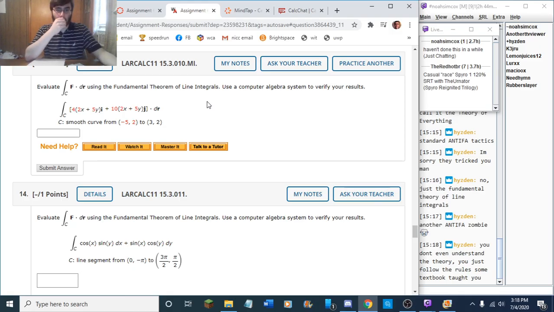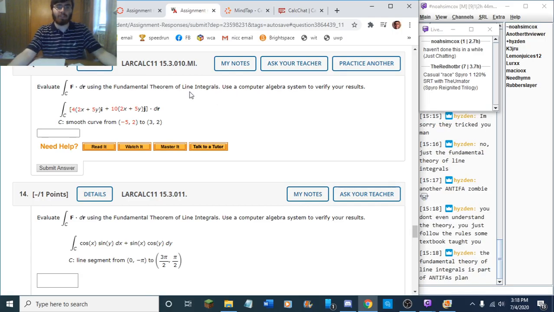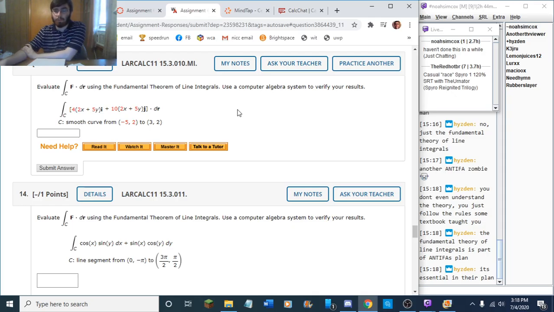Actually, I don't really understand line integrals. I do understand regular integrals. Like, if you do a regular integral, it's the area under the curve.